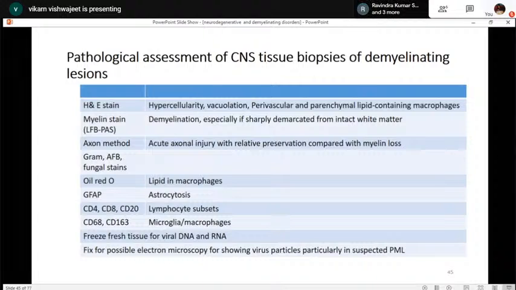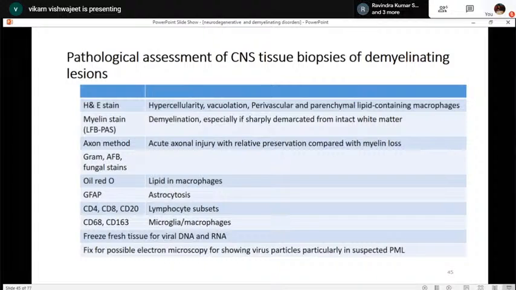Then we have axon staining for axons. It can be done by silver impregnation methods, and in this, acute axonal injury can be demonstrated, particularly in fact cases where there is loss of axons as well as myelin.